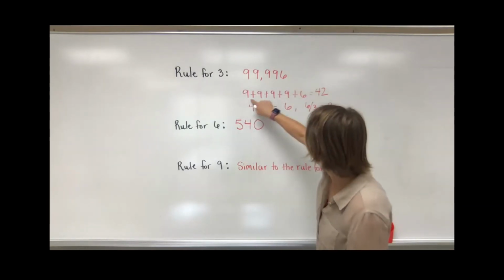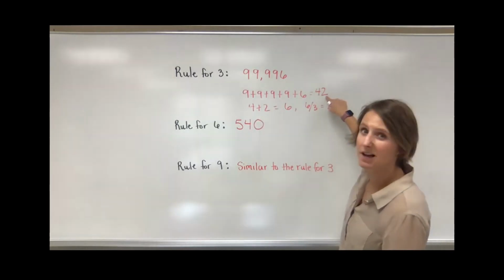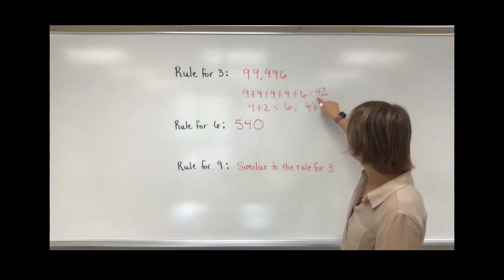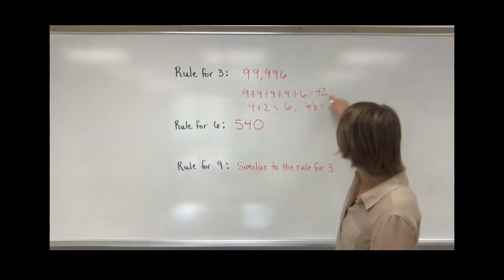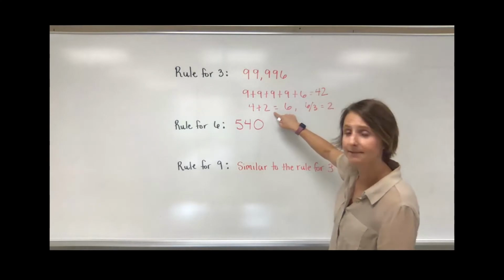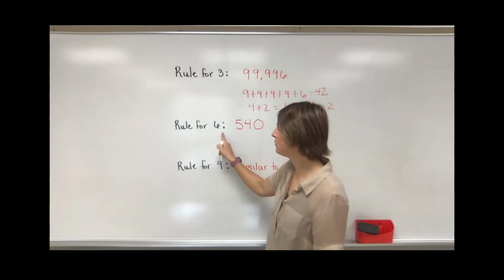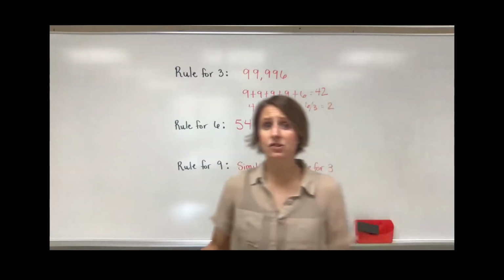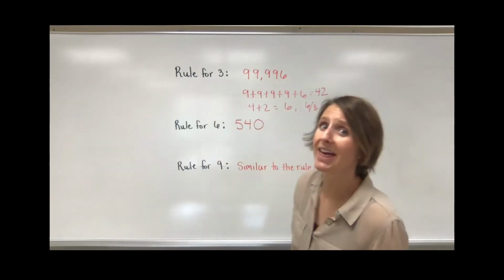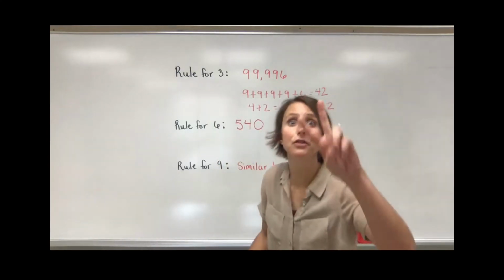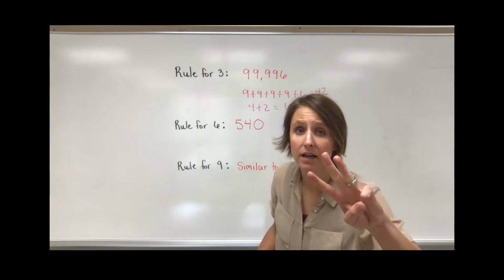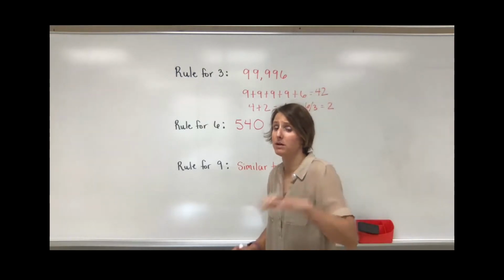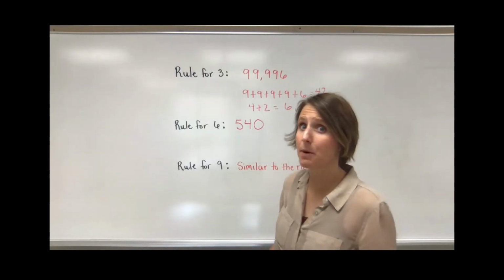Do you see how when we broke apart the digits and found the sum, it wasn't helpful the first time around? So here's a reminder that you can take this and break it apart again. Go to the rule for 6. The one that we struggle with here is remembering that it has to be divisible by both 2 and 3. It can't just be divisible by 1. It has to be divisible by both.